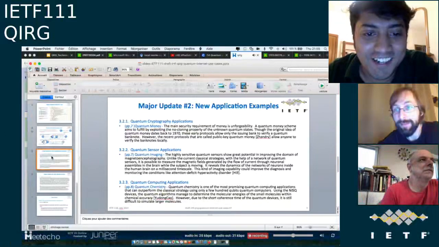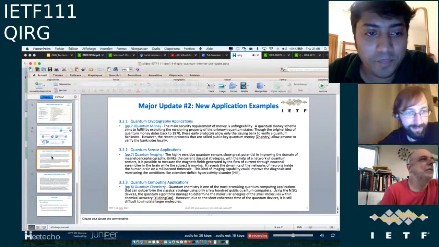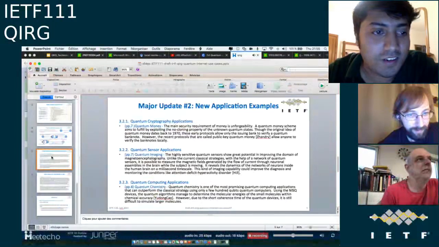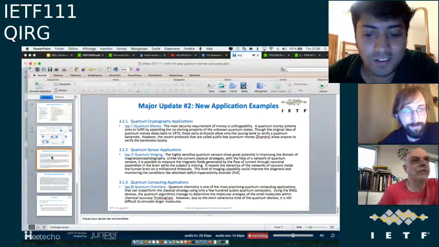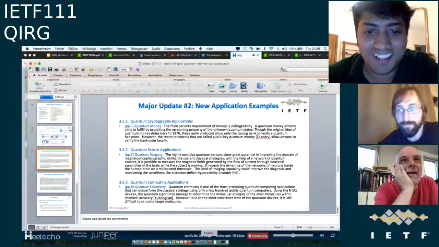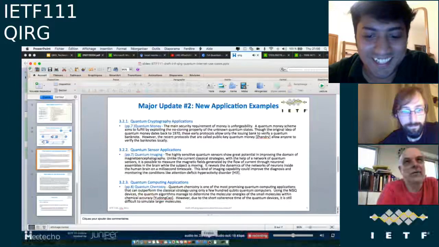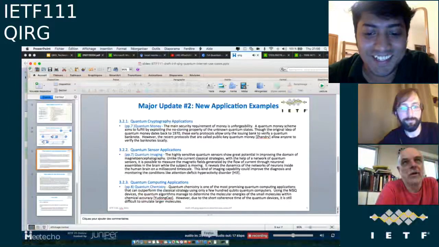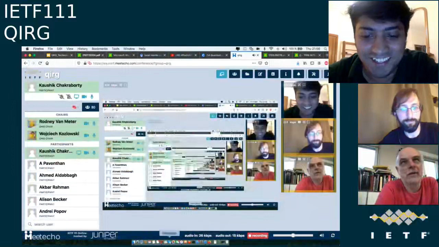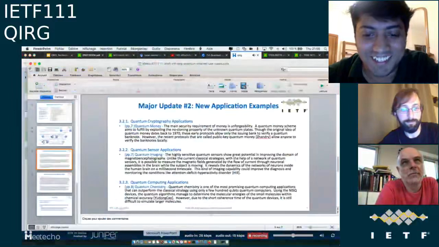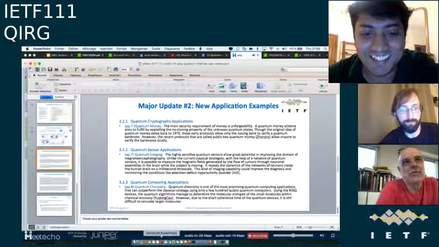Any other questions? Just a comment on that one, metrology versus sensors. I have for several years been using the term sensors very broadly to include metrology and clock synchronization and things like that, including in some of the papers we've published. To me, metrology is actually more specific than sensors.